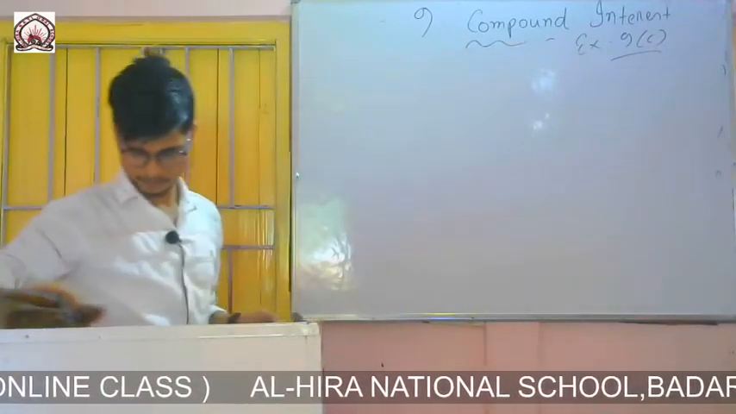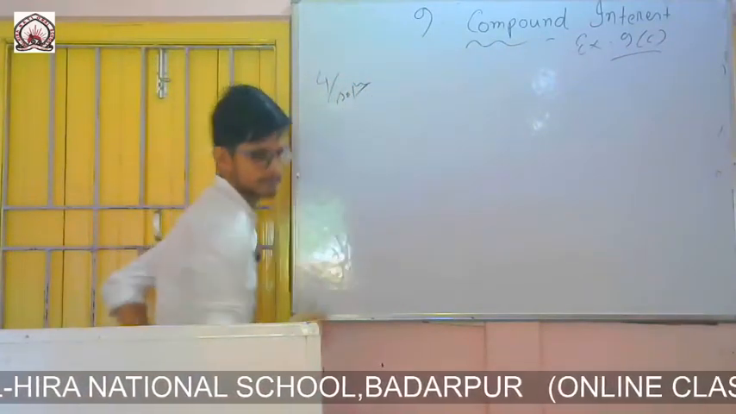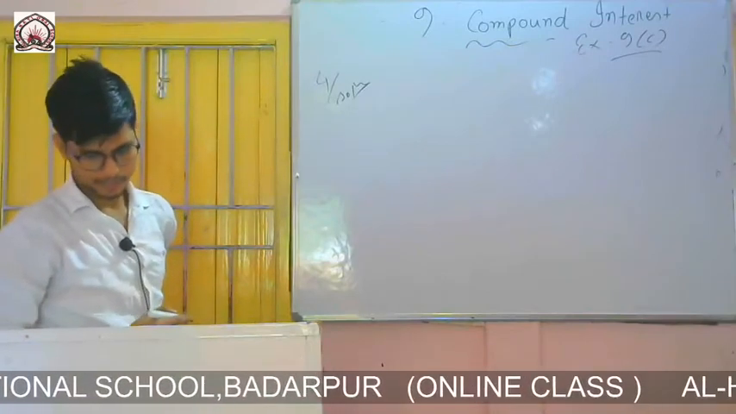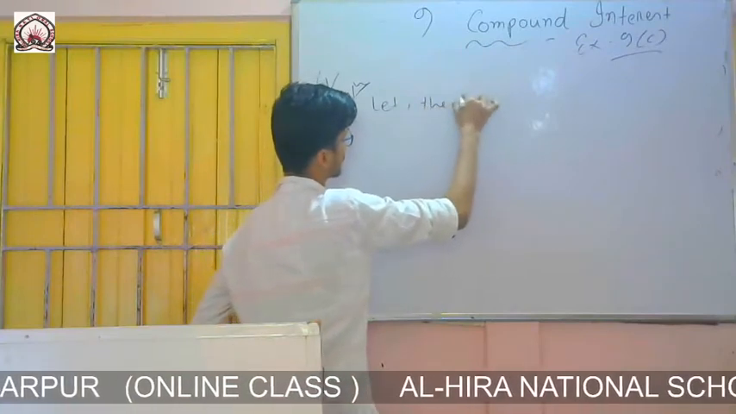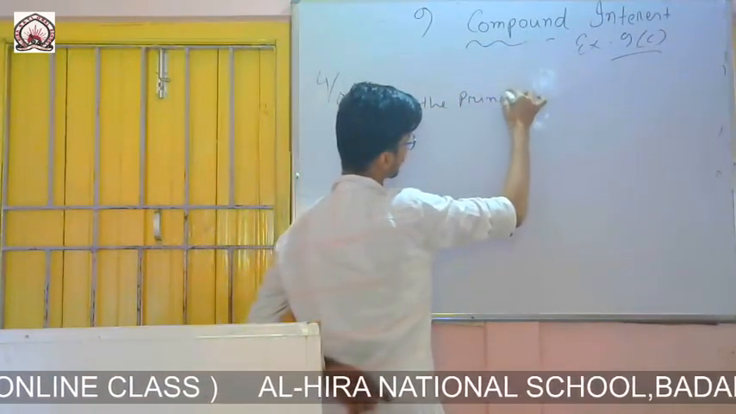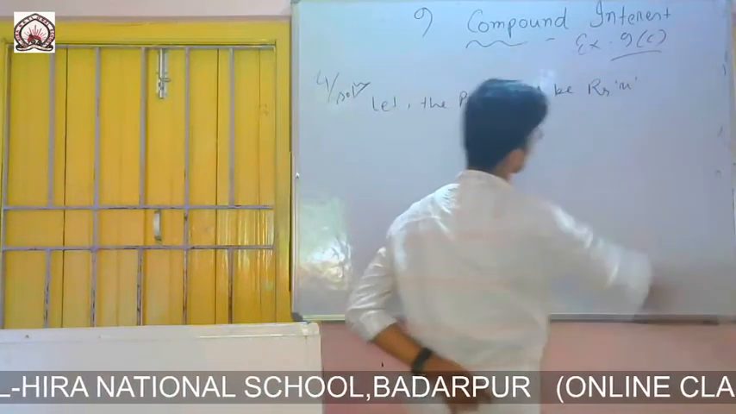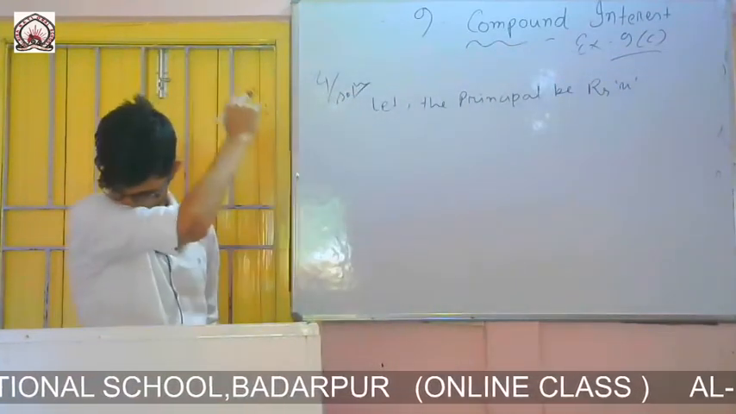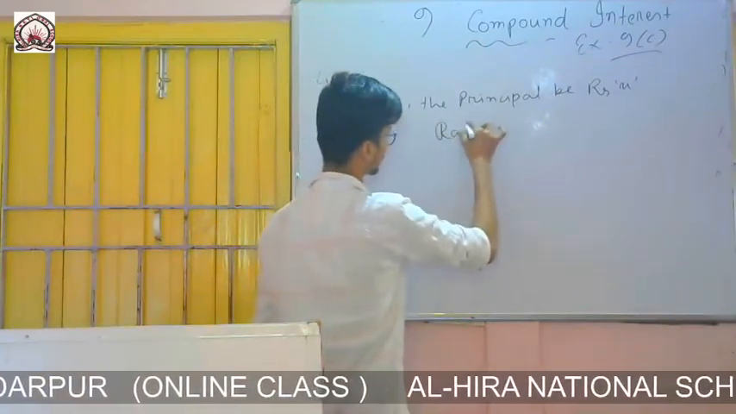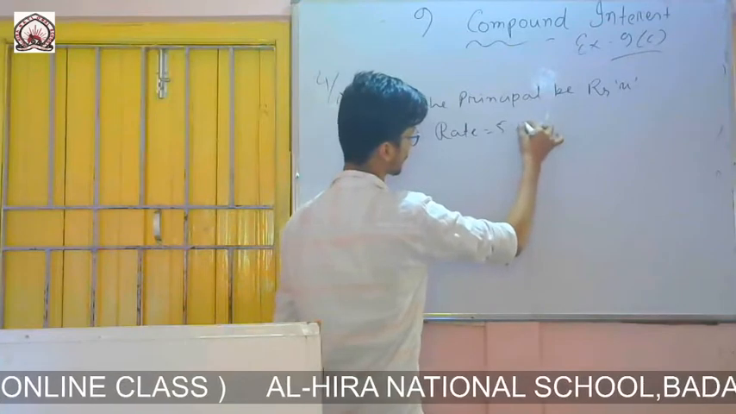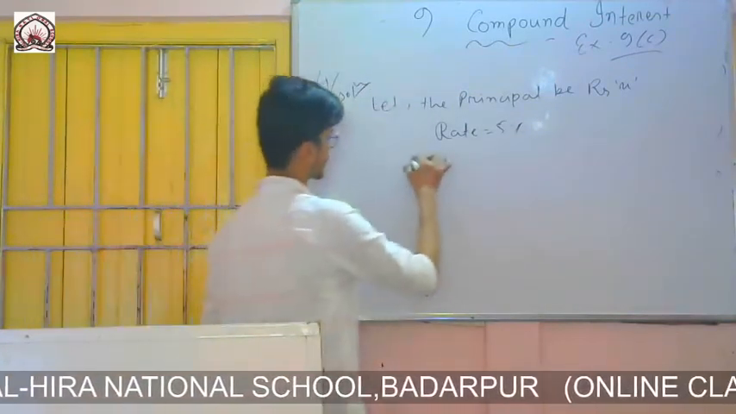It is a very important question. Question number 4. So we let the principal be rupees x. The rate of interest given is 5%. Rate equals 5%, time given is 2 years.